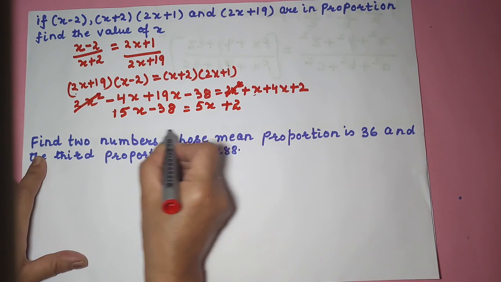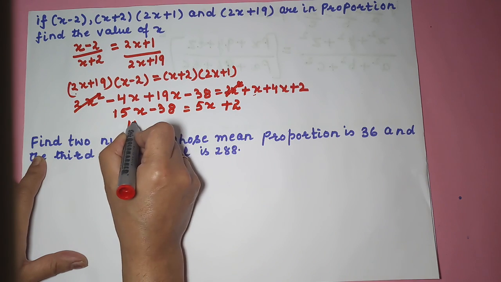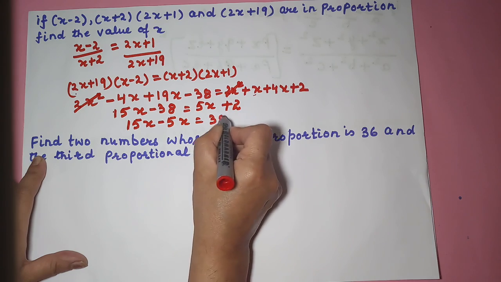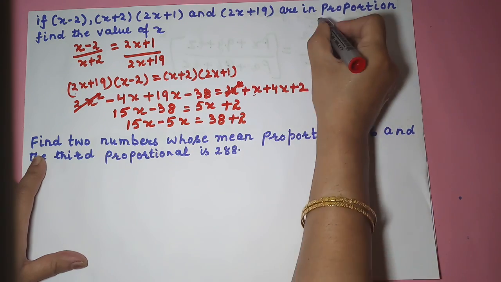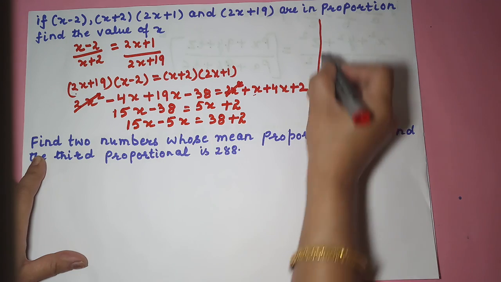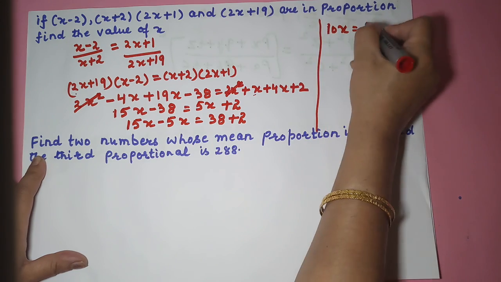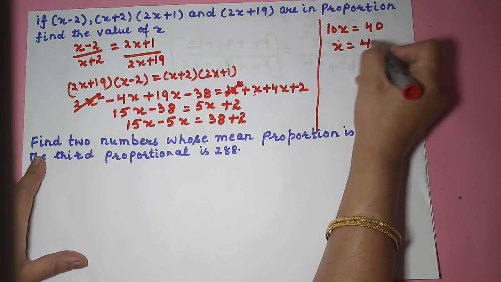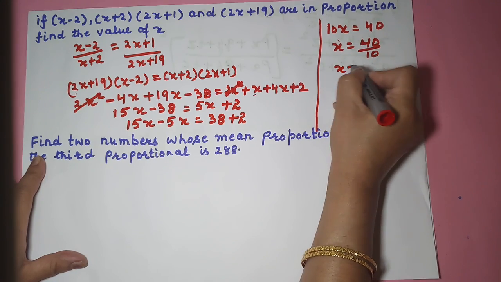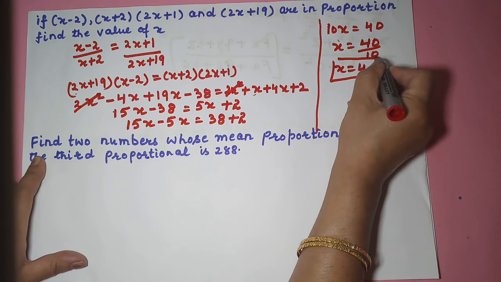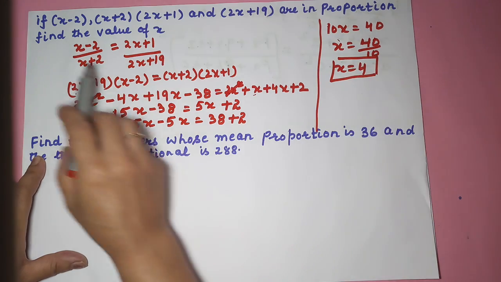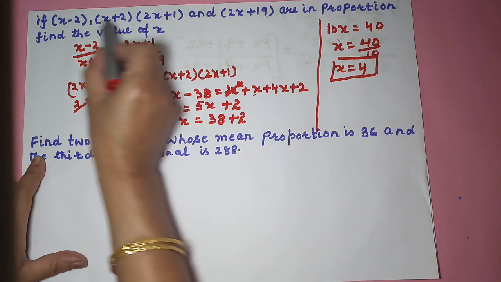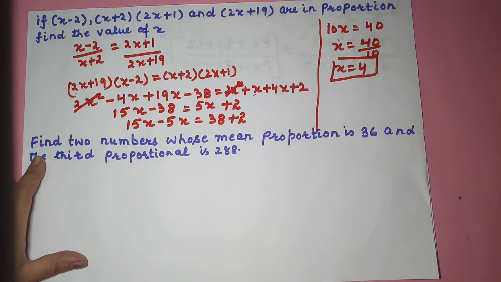Right? So let's shift this 5x to this side and 38 to this side. So 15x minus 5x is equal to 38 plus 2. Right? So you are getting 15 minus 5 is 10x equal to 40. 38 plus 2 is 40. So your x is 40 divided by 10. So your x is 4. What does that mean? x is 4. When you substitute x here, these 4 numbers will be in proportion.